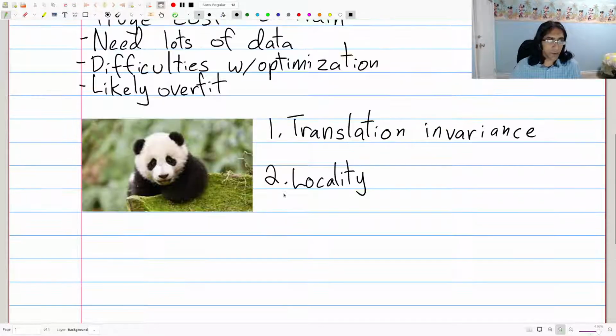So these two ideas will translate into two principles when we're doing neural network design.